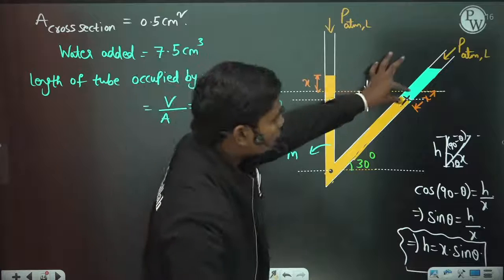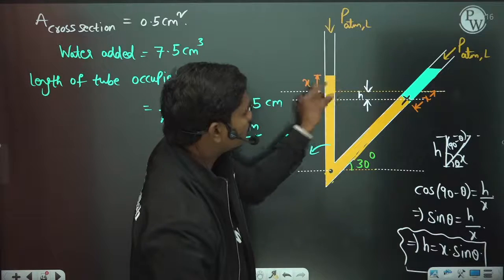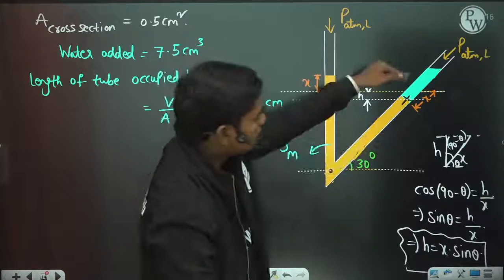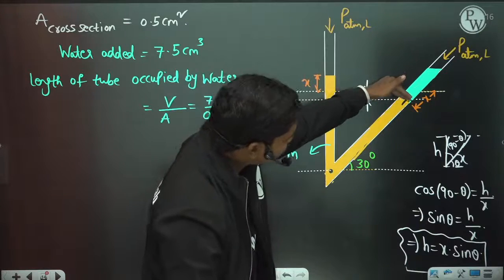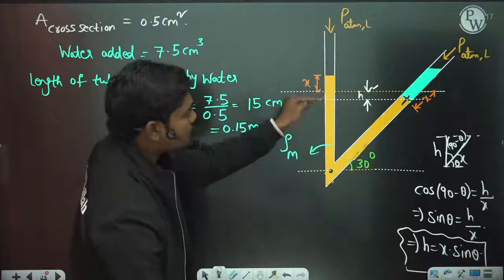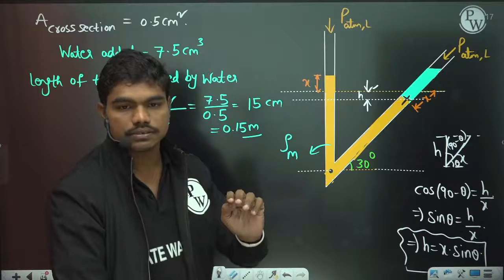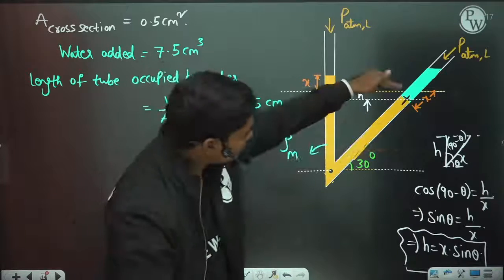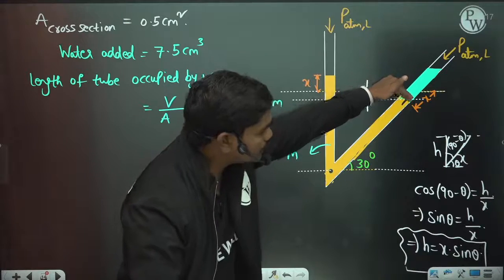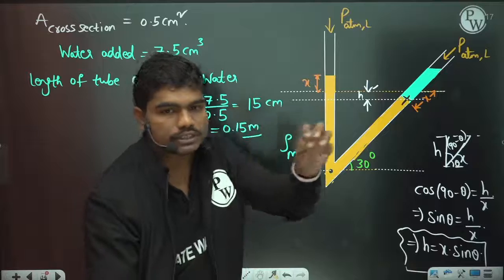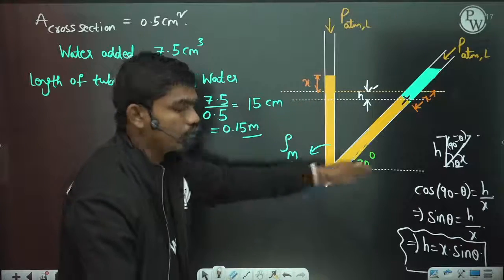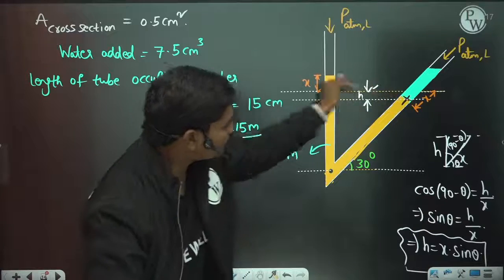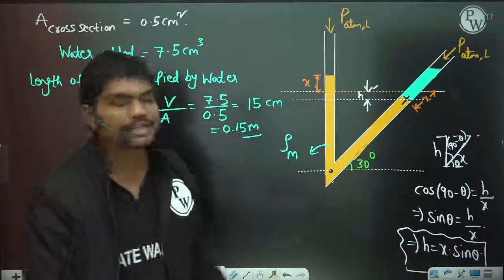Because whatever the volume of mercury that is coming down, the same volume should increase here, and the tube is of uniform diameter. So along the length of the tube, if x is the length of mercury coming down, the same length x should rise in the meniscus. Understood? Clear? I'm repeating, when x is the length of the mercury that is coming down, the same amount of mercury should rise because the tube is uniform. Whenever it's a tube of uniform diameter, whatever is the length of mercury that's coming down, the same should be the length of mercury that rises.